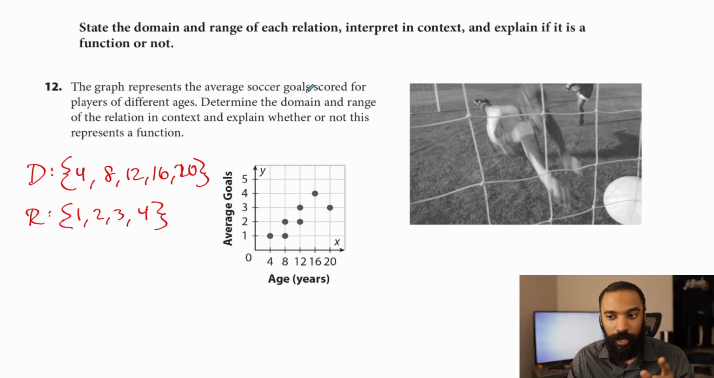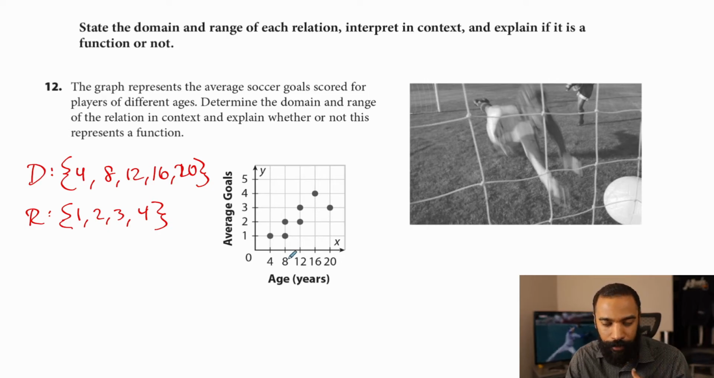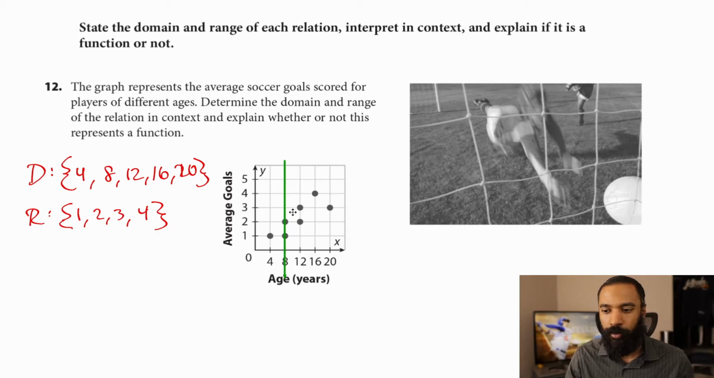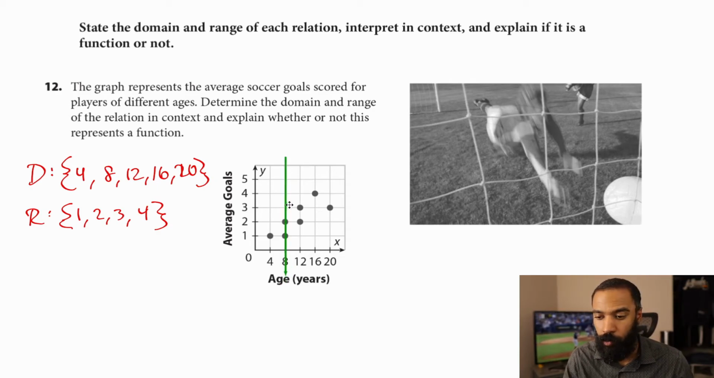Now, there are multiple 8-year-olds here. It says average soccer goals scored for players of different ages. Why would an 8-year-old average 1 and 2 soccer goals? That doesn't seem to function correctly, and you can see that right here. There are two different Ys for the same X. Basically, I can draw a vertical line down this and say, look, my vertical line touched two different points. That's a non-functioning set right there. This single X value has more than one Y value. This one's fine, this one's fine, and this one's fine.